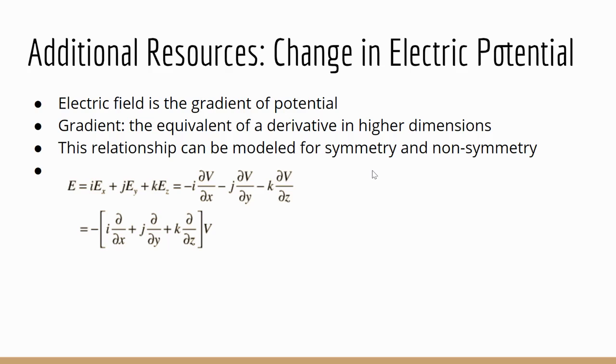Electric field is actually a gradient of potential, and here gradient is the equivalent of a derivative in higher dimensions. The relationship between electric fields and electric potential can be modeled for non-symmetrical and symmetrical cases. In the equations, the del operator is used for Cartesian coordinates and represents the sum of partial derivatives in the 3 unit vector directions.